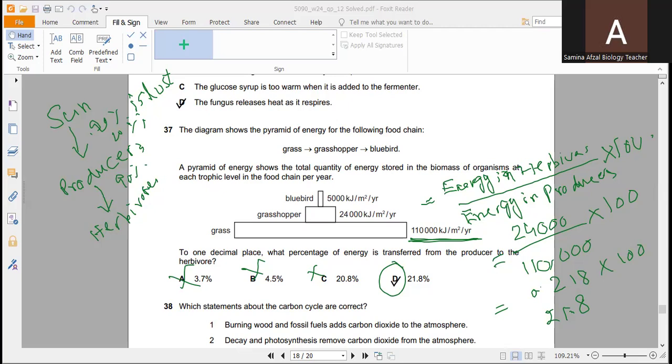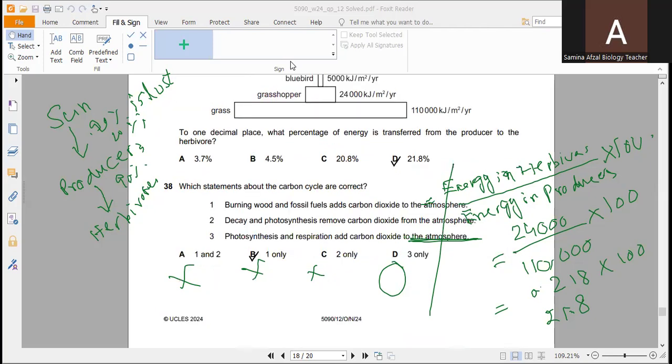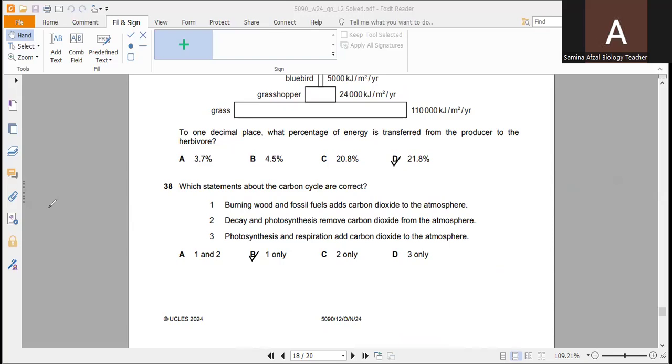So next question. Which statements about the carbon cycle are correct? Burning wood and fossil fuels add carbon dioxide to the atmosphere. Yes, this is the correct statement. Decay and photosynthesis remove carbon dioxide from the atmosphere. Decay increases it, not removes. Photosynthesis will decrease it. So this is not the correct option.